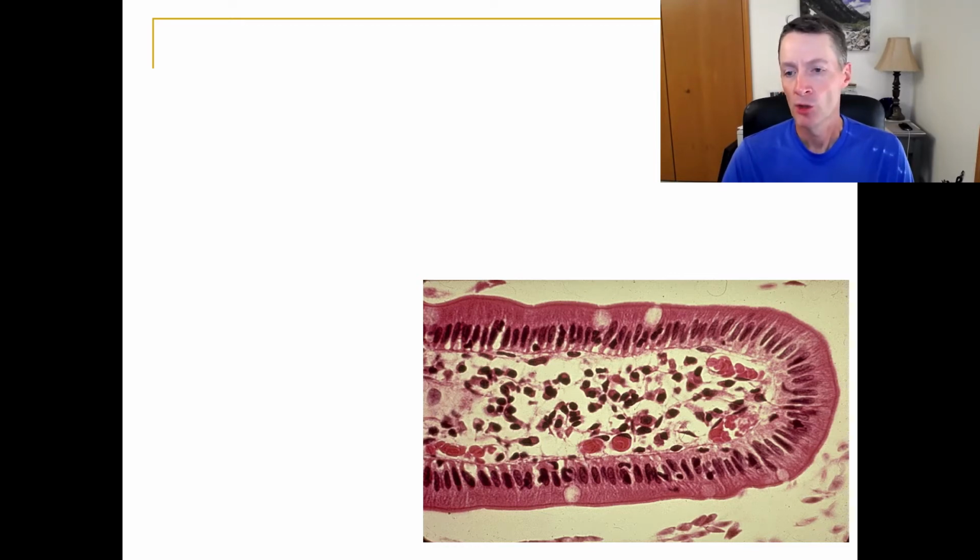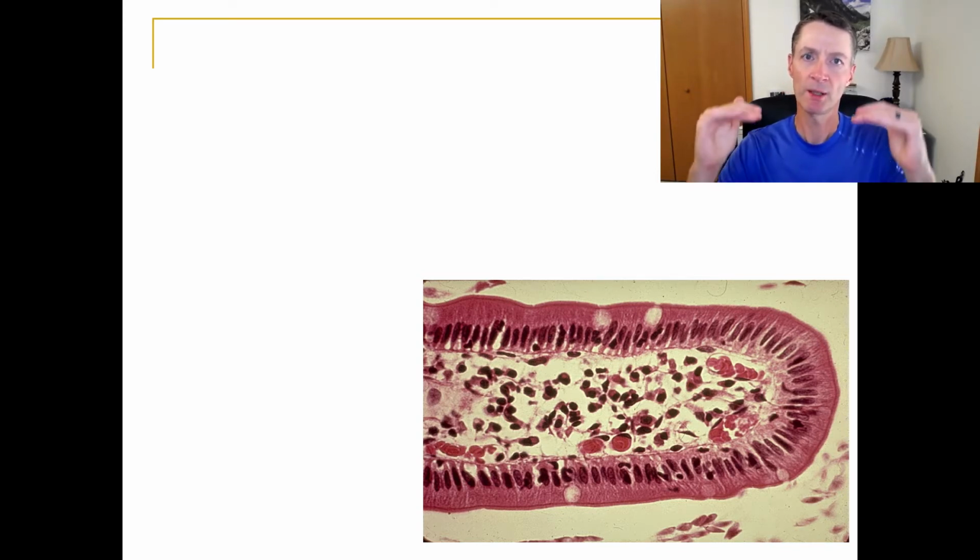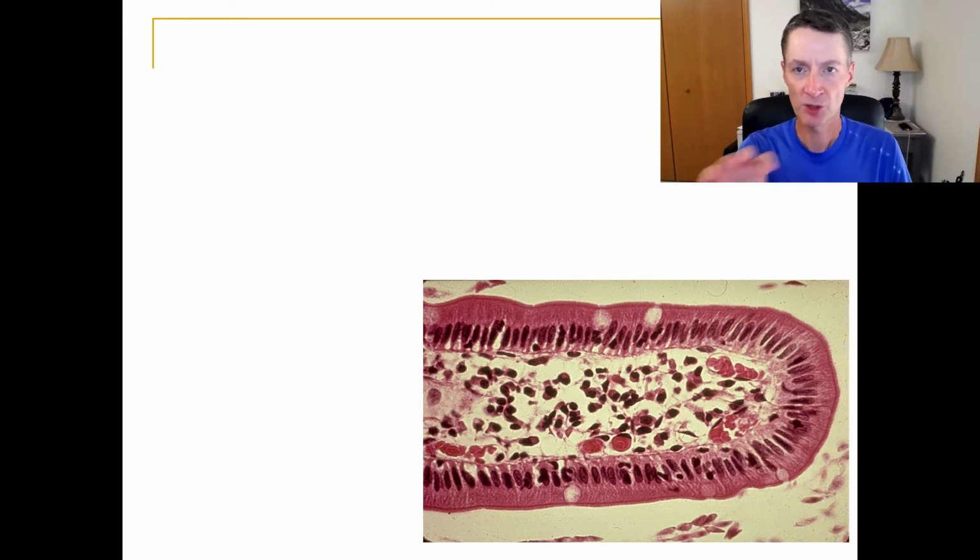Okay? So let's start right out looking at a tissue here on this slide. Remember, a tissue is just one step above a cell. We're taking a bunch of cells and putting them together to make the next level, right? Now this happens to be an image of some part of your body from the small intestine. This is the inside of a small intestine.